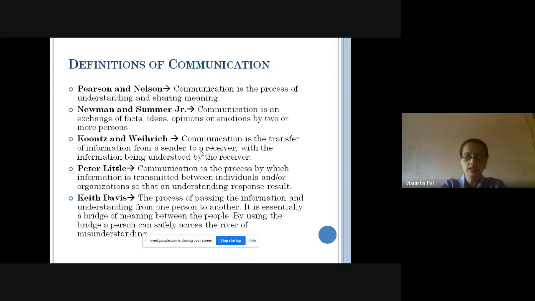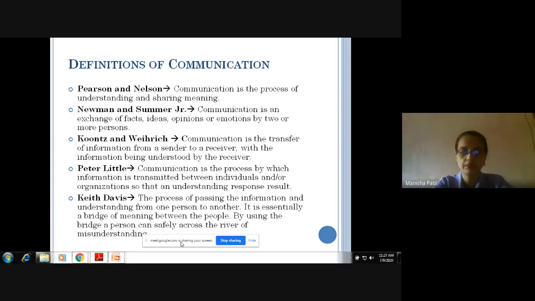Fifth definition, Keith Davis. The process of passing the information and understanding from one person to another. It is essentially a bridge of meaning between the people. By using the bridge, a person can safely cross the river of misunderstanding.